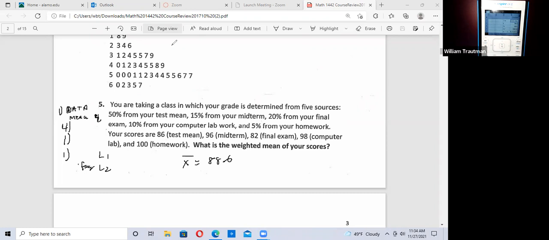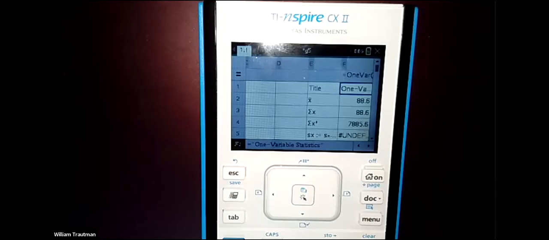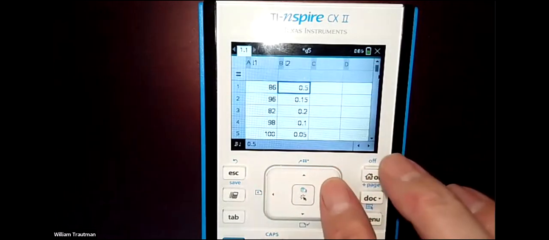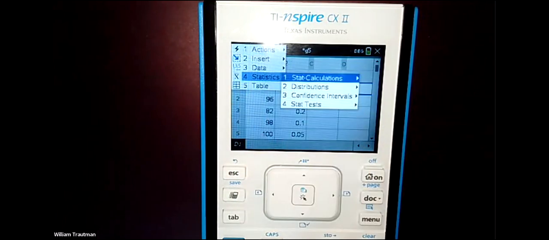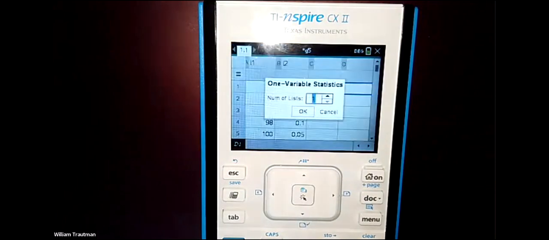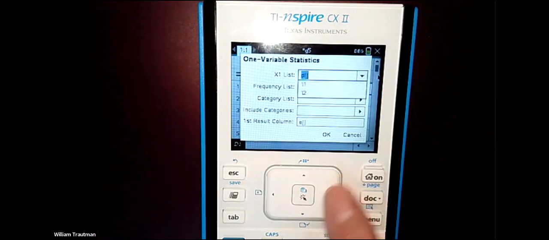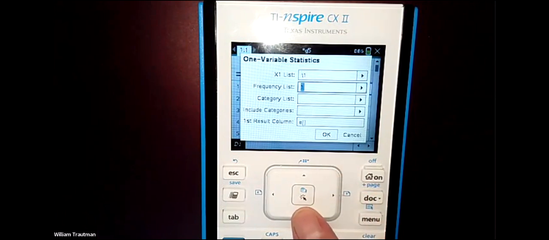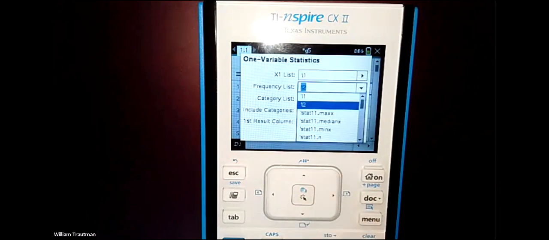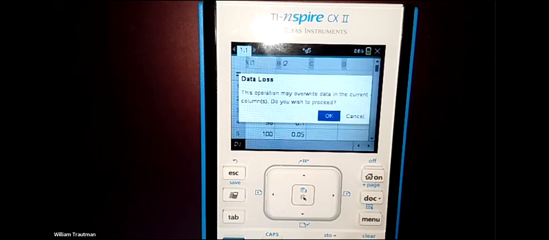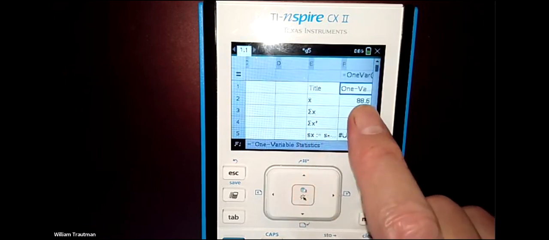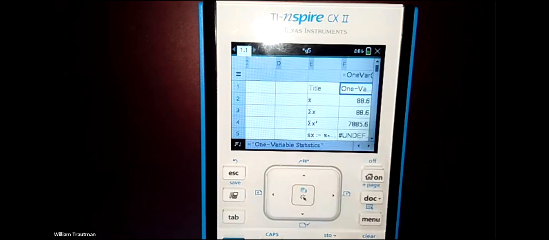menu 441. And I might as well show that again. So we have our list here, and I'm just going to go to menu. Number 4 is statistics, 1 is stat calculate, and 1 is one variable stats. We always only do one list. Here we put L1 in there. Here I arrow over twice to put L2 in there, and then come down to OK. Hit enter and hit enter. It overrode my previous work, and there's the average, 88.6.